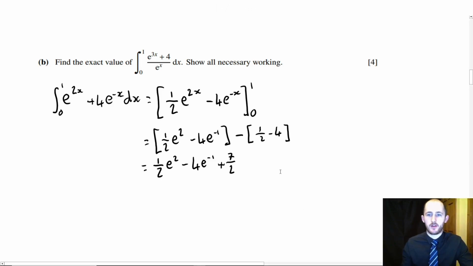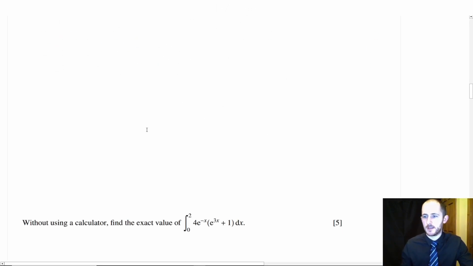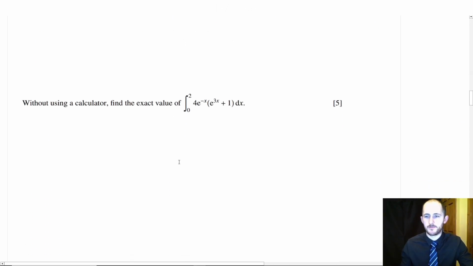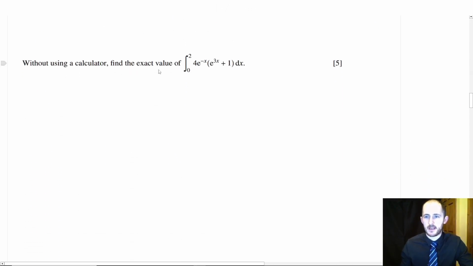If you don't know that, you're never going to be able to answer these questions properly. But again, that was 4 marks, which, I've done it in 3 lines, not too bad. Without using a calculator, find the exact value of the integral between 0 and 2 of 4e to the minus x, e to the 3x plus 1.